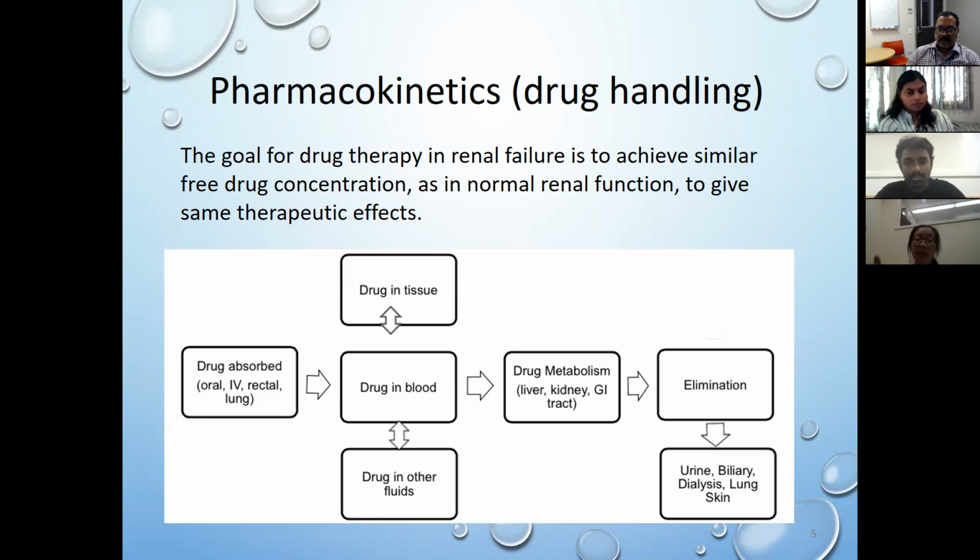So once that drug's in the blood, it then distributes to the tissues and also into other fluid compartments. Then the drug is metabolized, and that may be by the liver, kidney, or gastrointestinal tract. To some degree, that is making these compounds into a more water-soluble form, or a form that can be excreted either in the feces or via the kidneys, if it's a water-soluble compound.